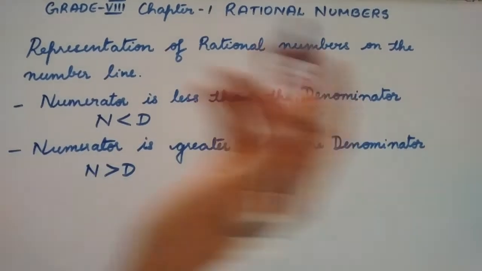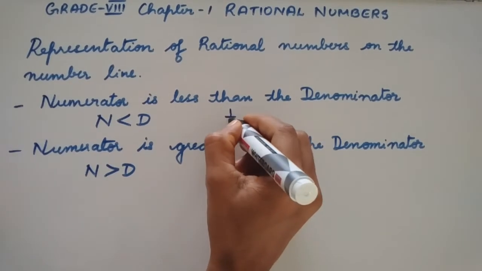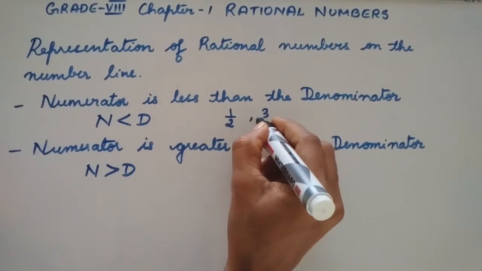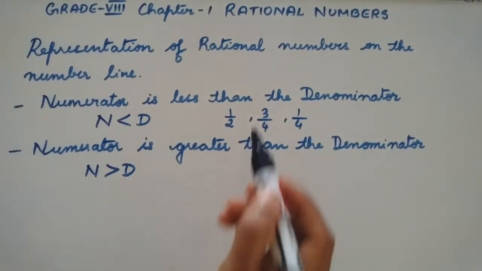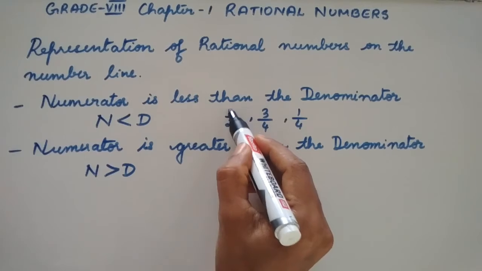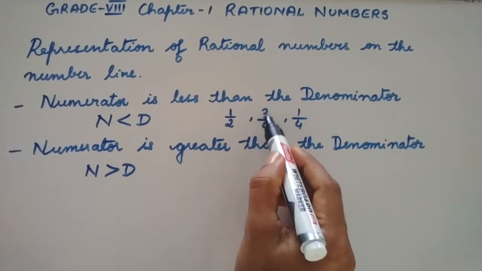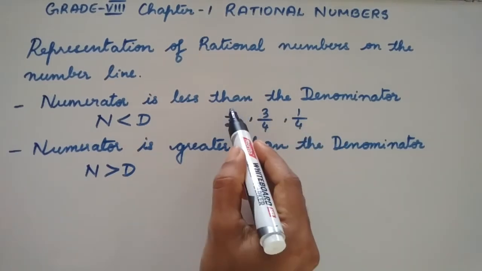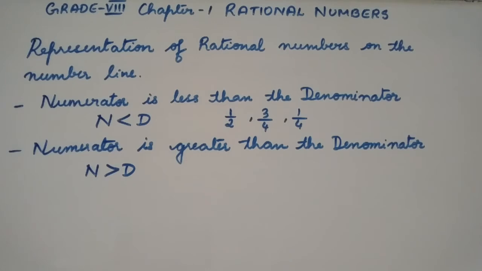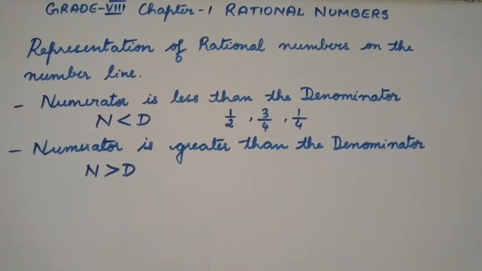Numerator is less than the denominator. For example, numbers like 1 by 2, 3 by 4, 1 by 4. So here we have the numerator which is less than the denominator. 3 is less than 4. 1 is less than 4. 1 is less than 2. Is this clear to you? Yes. Next one. The numerator is greater than the denominator.